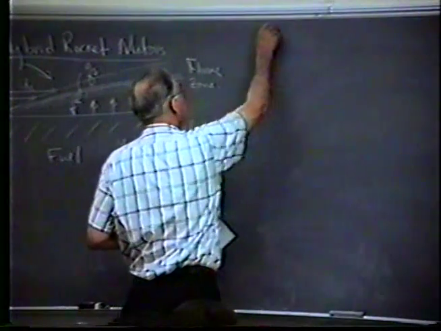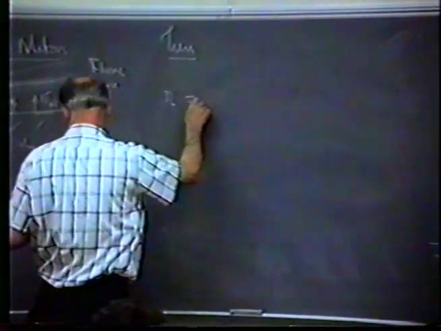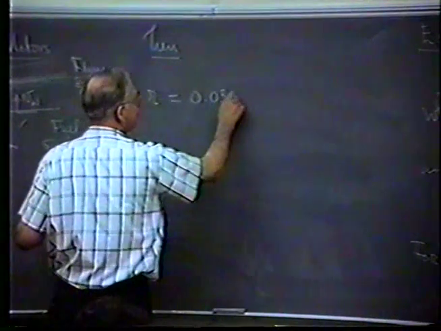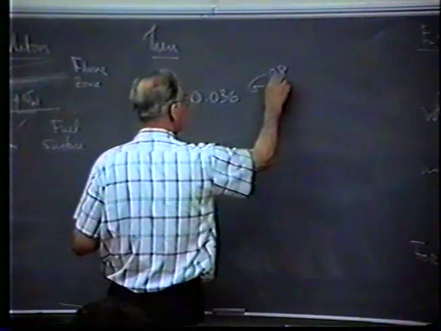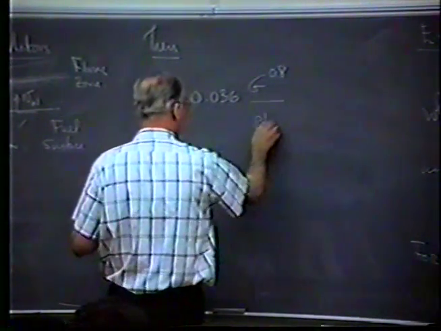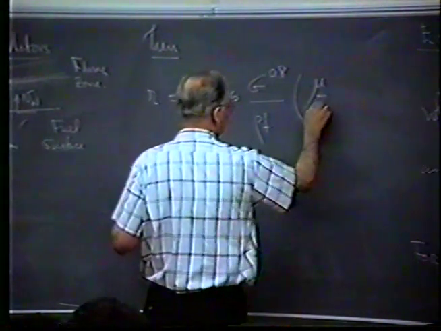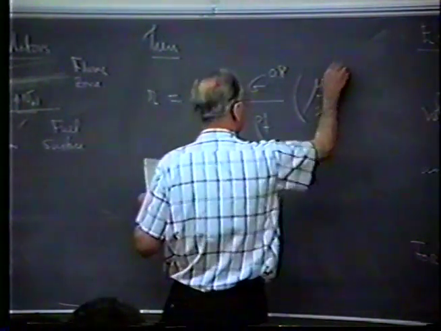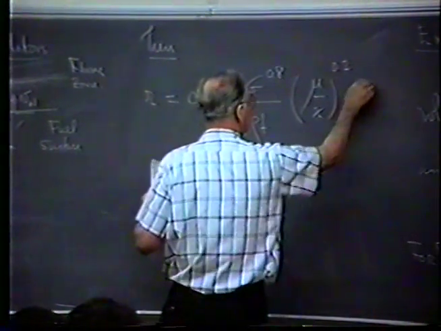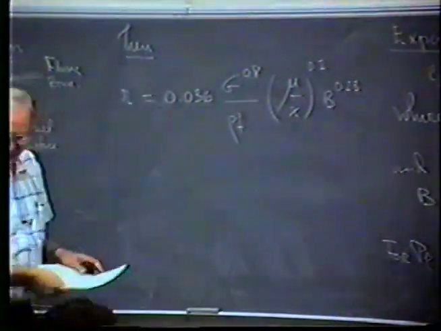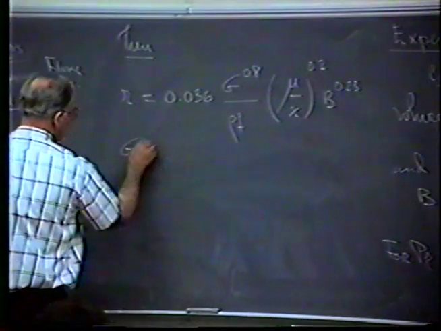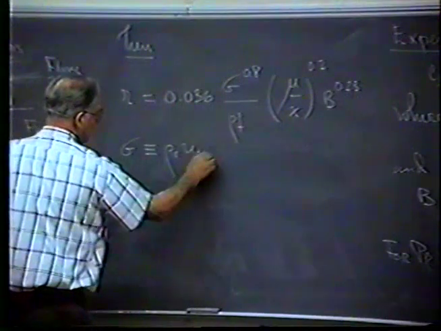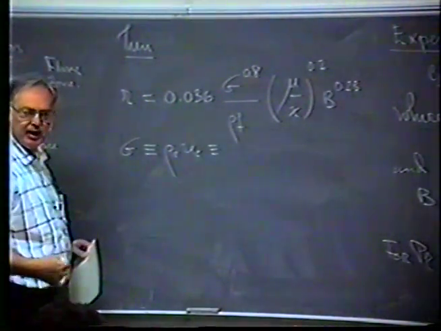Okay, so then, skipping a few steps, R becomes equal to G to the 0.8 divided by rho sub F times mu over X to the 0.2 power times B to the 0.23 power. Now that's a more accurate relationship. Now G is equal to rho sub E, U sub E, the mainstream mass flux.